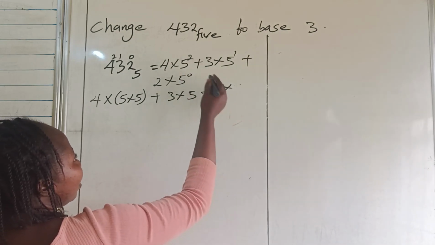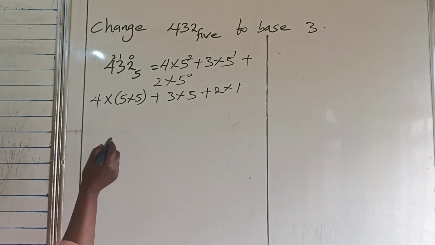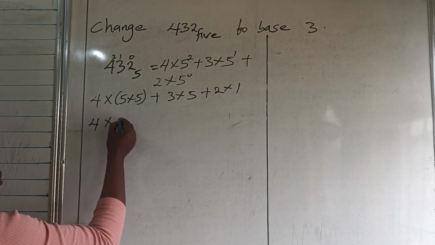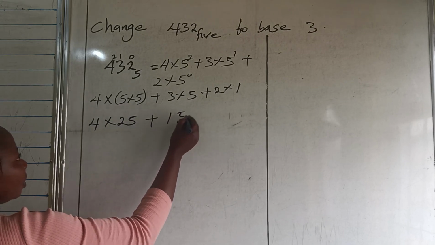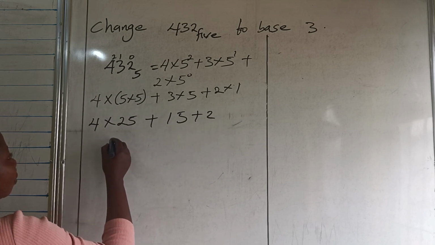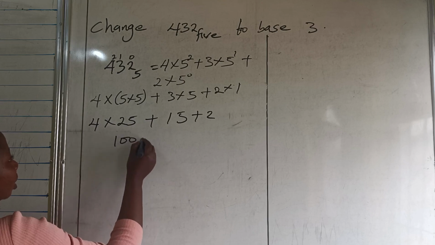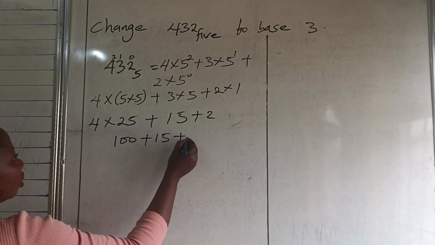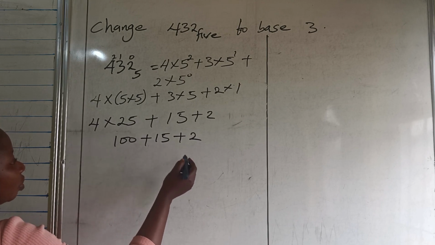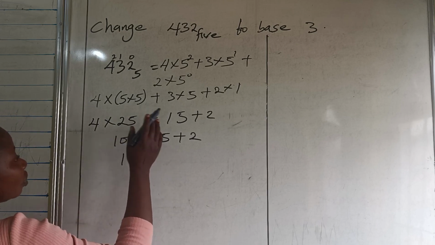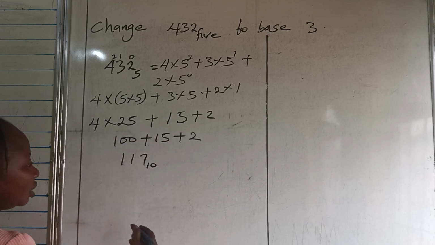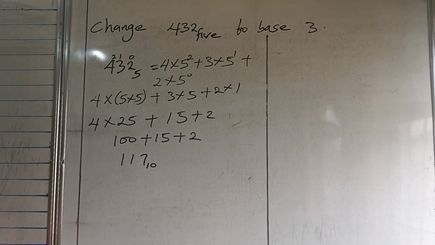Let's just write the answer here. 5 raised to power 0 is 1. Then we have 4 times 25. 5 times 5 will give us 25. Then I write 15 and this is 2. 4 times 25 is 100, plus 15, plus 2. 100 plus 15 plus 2 will give us 117. Don't forget we have successfully converted to base 10. So 432 base 5 to base 10 is 117 base 10.